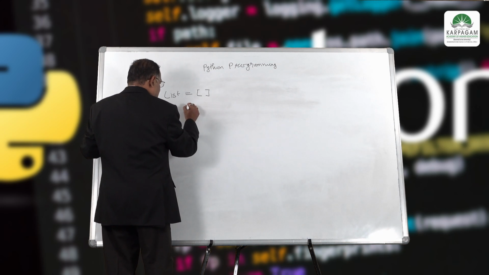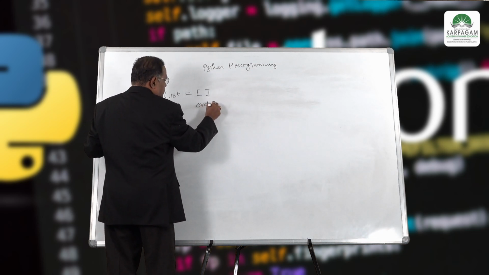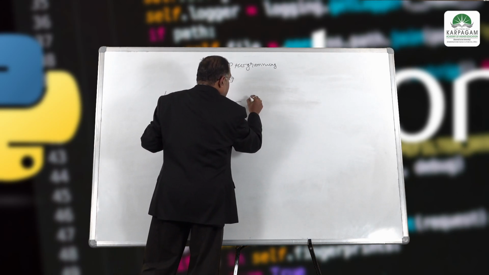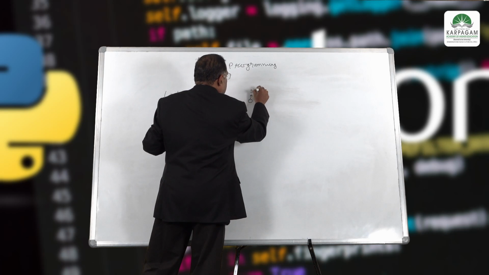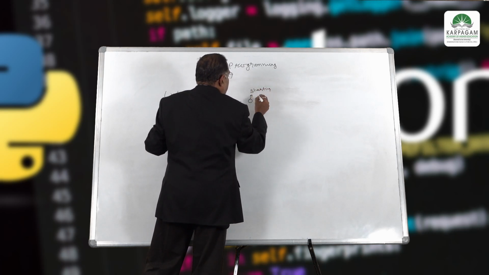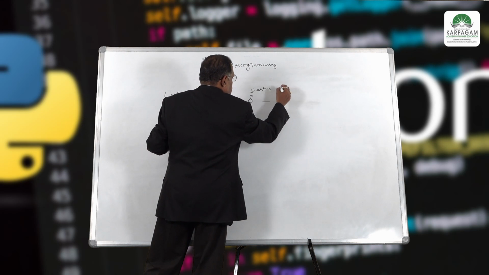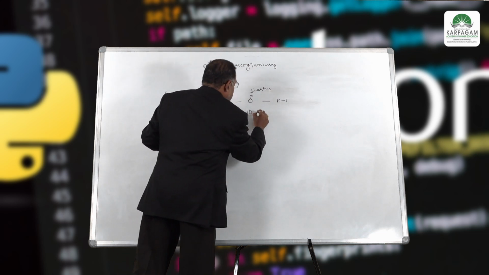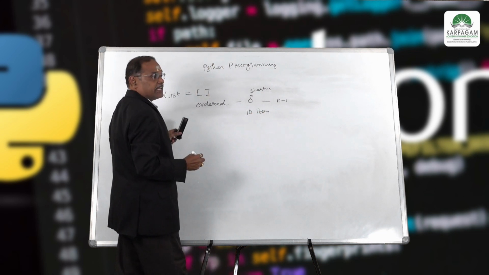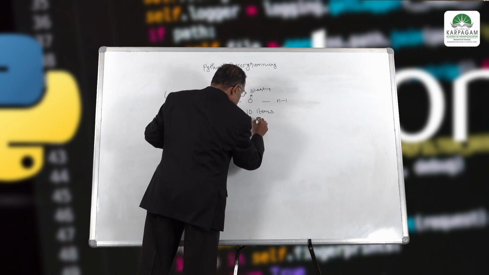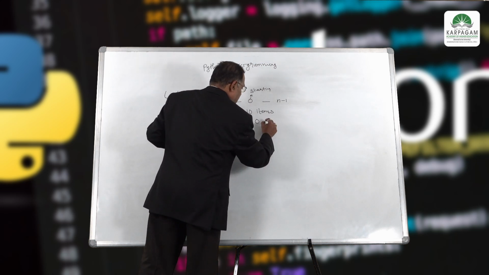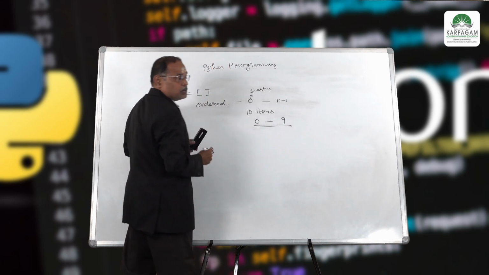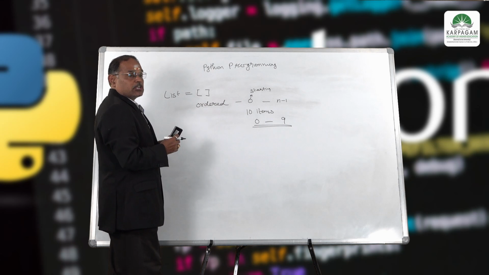Then it is ordered. It means that the starting index will be 0 and the ending will be n minus 1. For example, if I give 10 values or 10 items, then the starting position will be 0 and the ending position will be 9. The index value is 0 to 9. So we can say this is an ordered process.